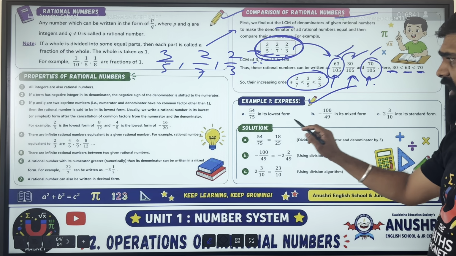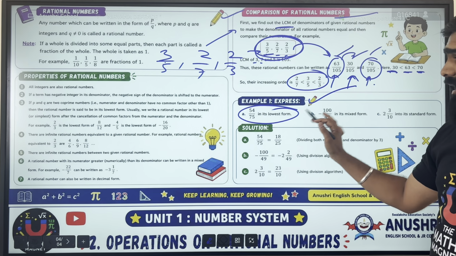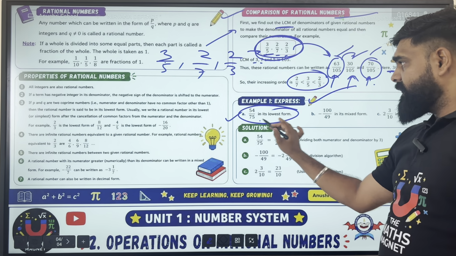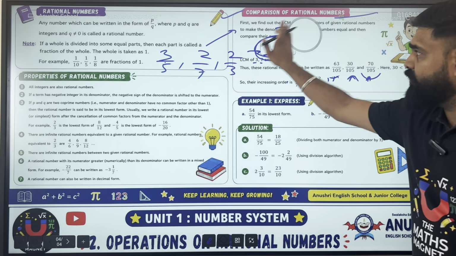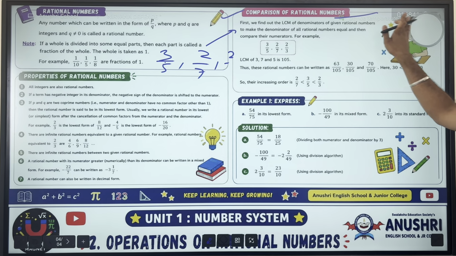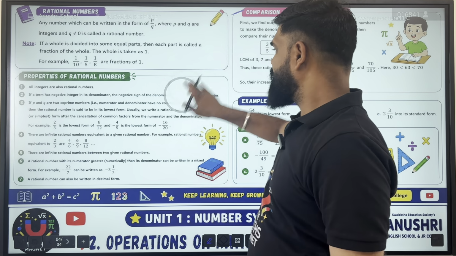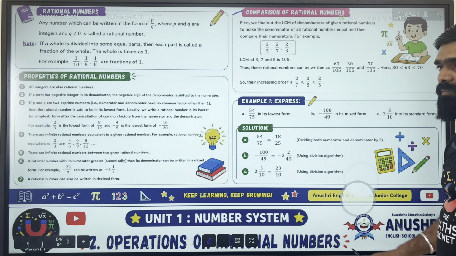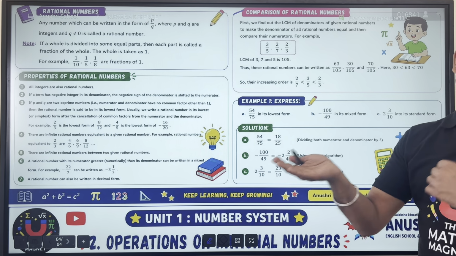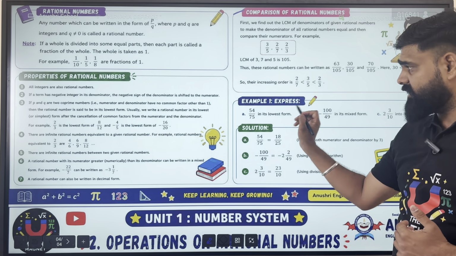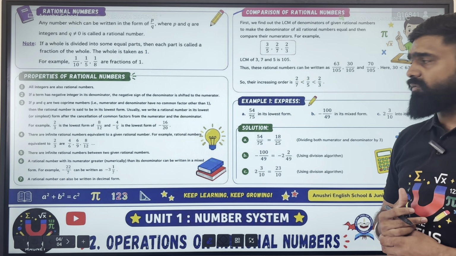So we have one example here. They have given us to find the lowest form. Okay, so we are going to study about the rational numbers, comparison of rational numbers. So before studying the comparison of rational numbers, we have to understand how to find the lowest form of the rational number.